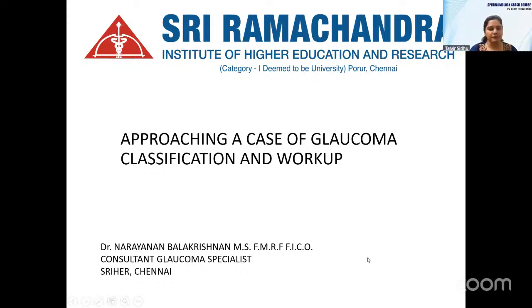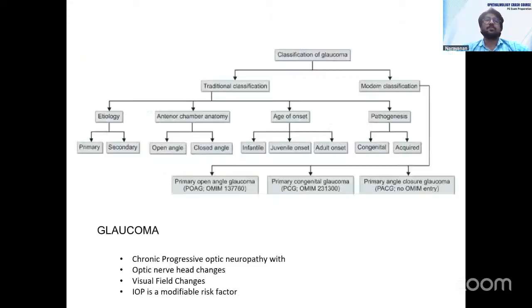Good evening, everybody. At the outset, I'd like to thank the organizers for giving me this opportunity to talk about approaching a case of glaucoma. As Sir had mentioned, it's a very important exam case for all postgraduates. So I'll give you a few tips on how I would go about a case with a clinical example as well. So glaucoma, as you all know, is a chronic progressive optic neuropathy with optic nerve changes and visual field changes. IOP is a modifiable risk factor. The age-old classification is on the basis of etiology as primary and secondary, on the basis of the anterior chamber anatomy as open angle and closed angle, and of course, on the basis of onset as infantile, juvenile, or adult onset glaucoma.